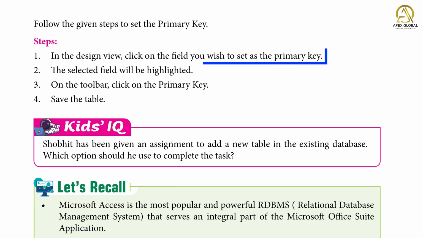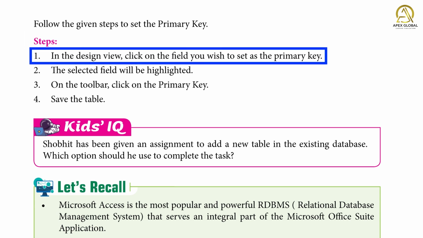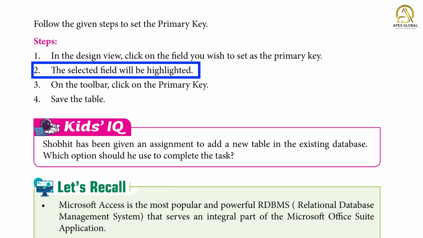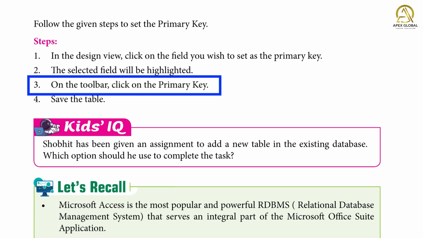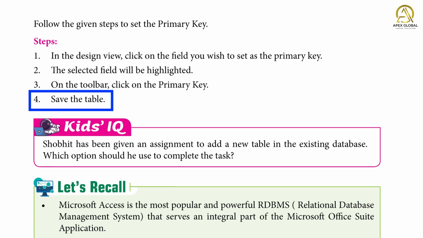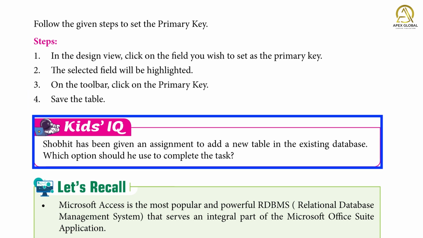Steps. 1. In the design view, click on the field you wish to set as the primary key. 2. The selected field will be highlighted. 3. On the toolbar, click on the primary key. 4. Save the table. Kids IQ. Shohabit has been given an assignment to add a new table in the existing database. Which option should he use to complete the task?